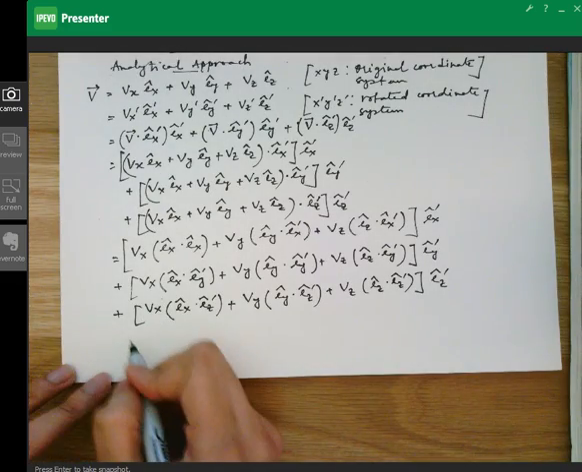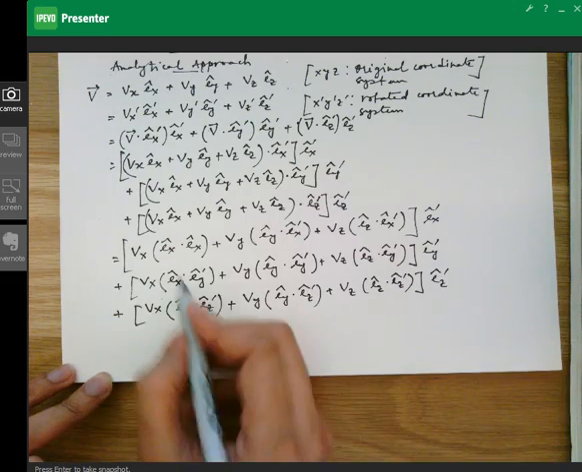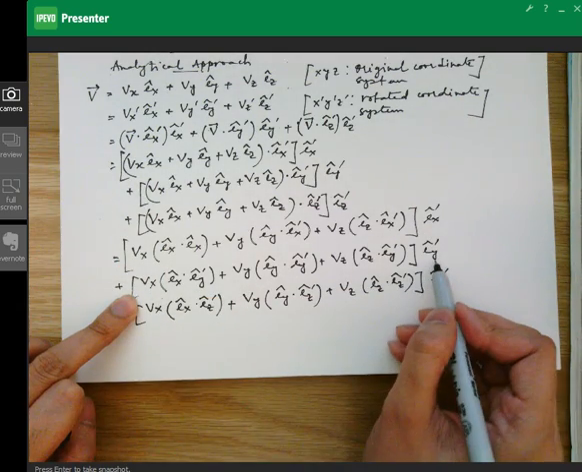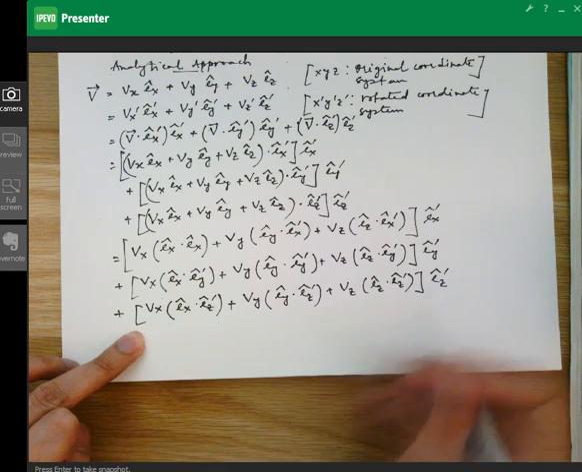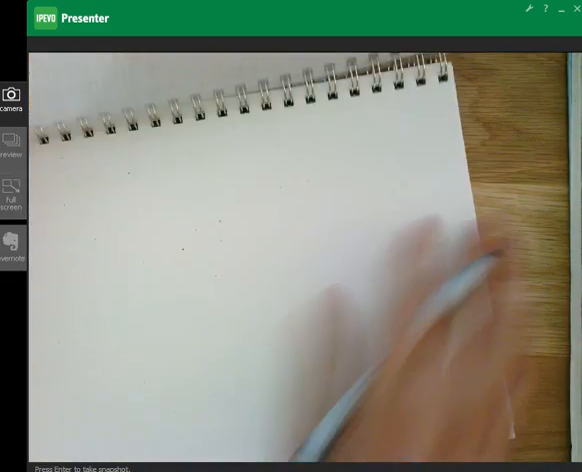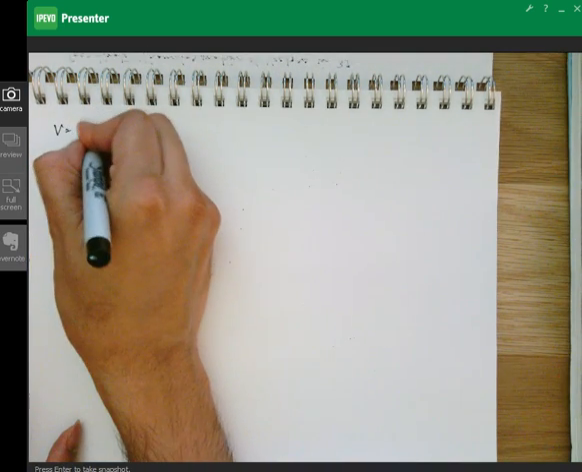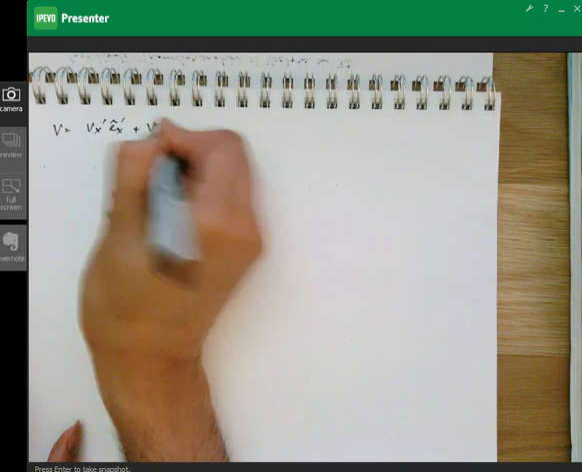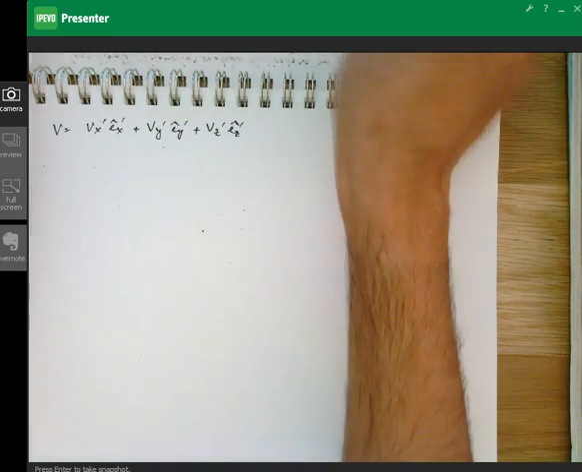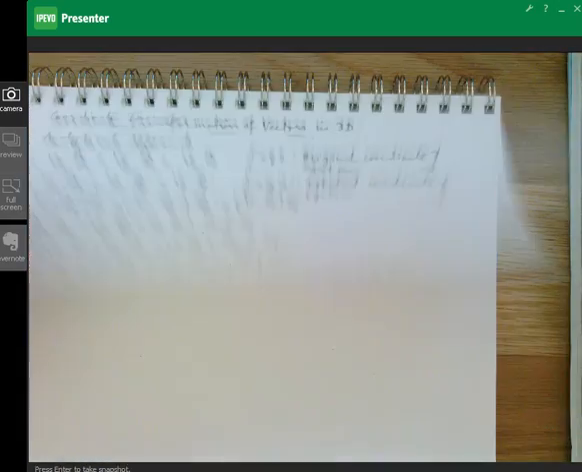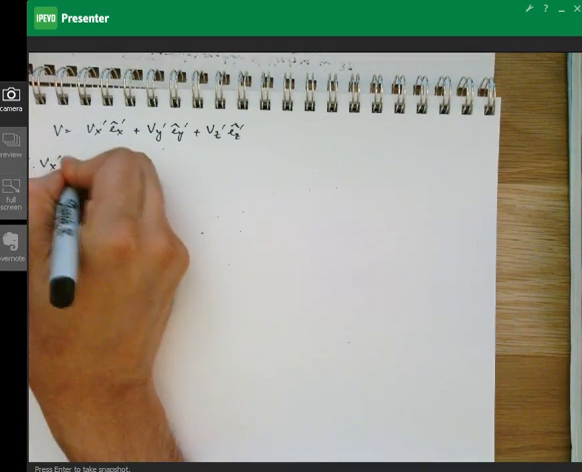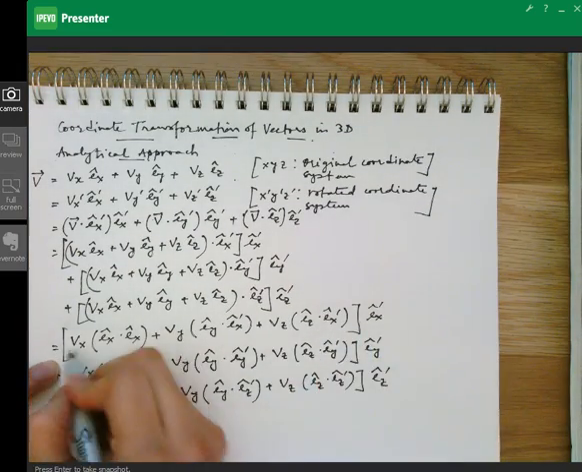And we are essentially done with our transformation. If you can realize, this is nothing but the component of v in the x prime direction, this is nothing but the component of v in the y prime direction, and this whole thing is nothing but the component of v in the z prime direction, right? Because v is given by vx prime ex prime plus vy prime ey prime plus vz prime ez prime in the rotated coordinate system, we can compare this with our result, and then vx prime is nothing but the whole thing inside this bracket here.